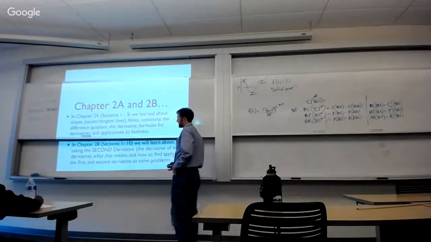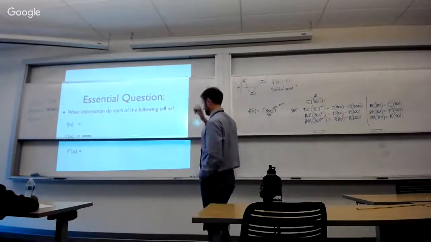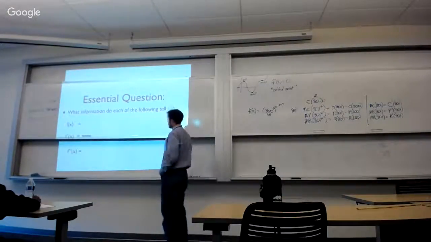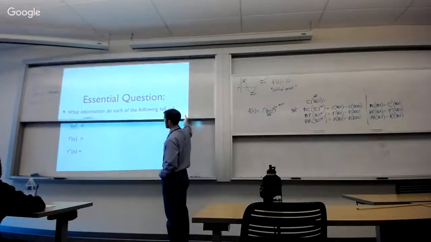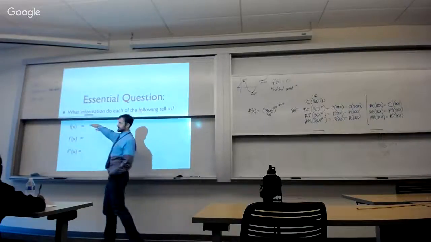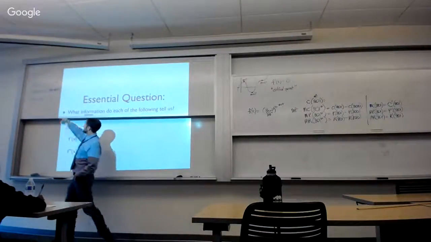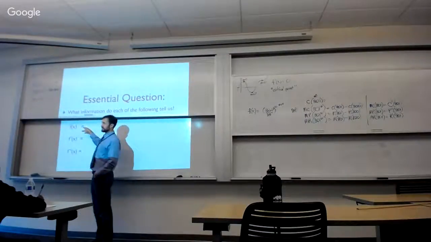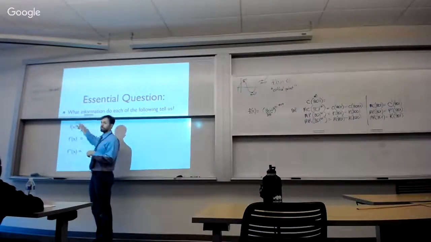So we're leading into taking second derivatives, and what does that mean? And so here's the question. What information do each of the following notations tell us? You already know what f of x tells us. What is it? Well, if you set it equal to 0, it's the x-intercept. f of x in and of itself is just the y value, or the height. It's the y coordinate, the output of a function.